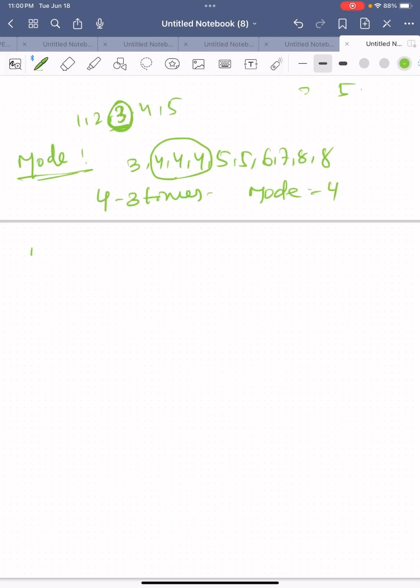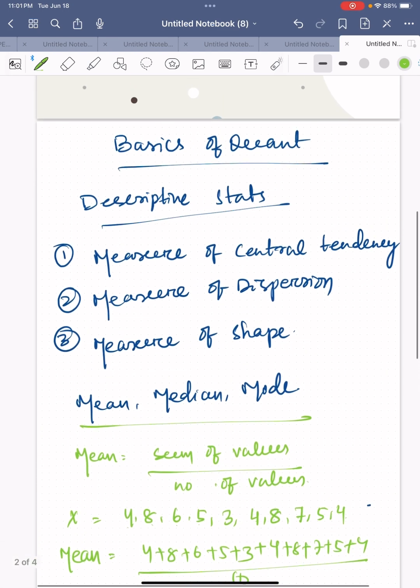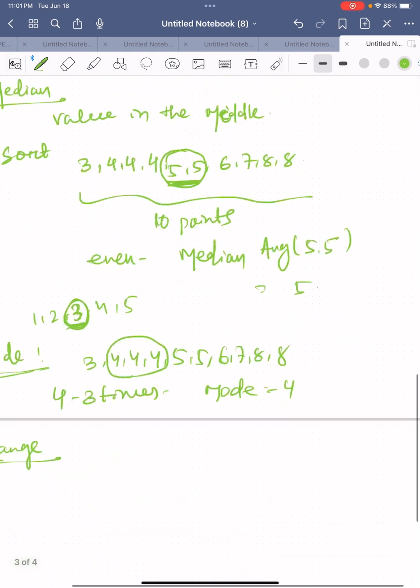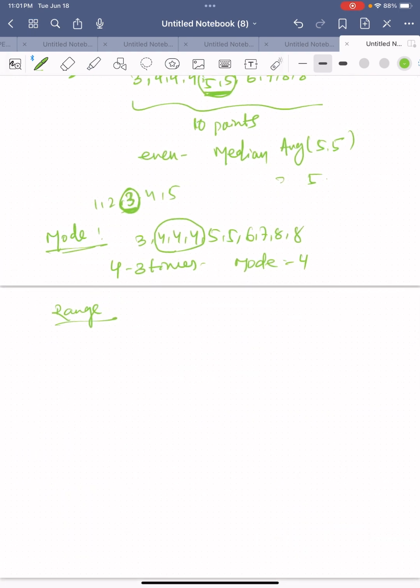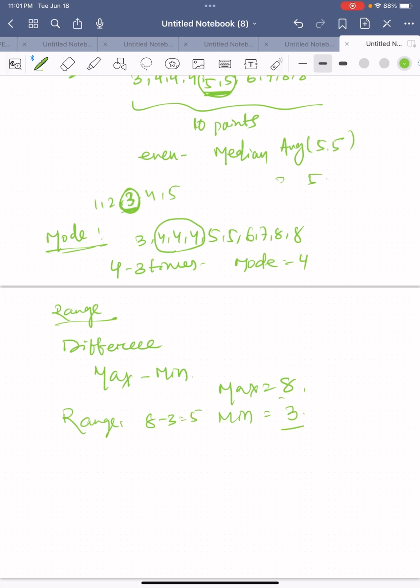Then let's discuss range. Range is a measure of dispersion. Range is the difference between the maximum value and the minimum value. In our case, the maximum value is 8 and the minimum value is equal to 3. So range will be 8 minus 3, which is equal to 5. This is the range of my data set. The minimum value is 3, the maximum value is 8.